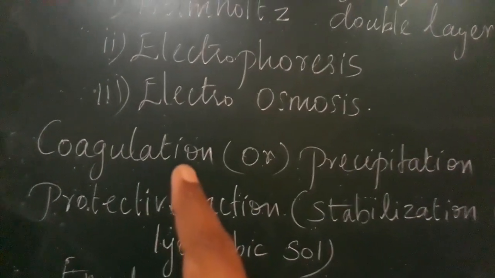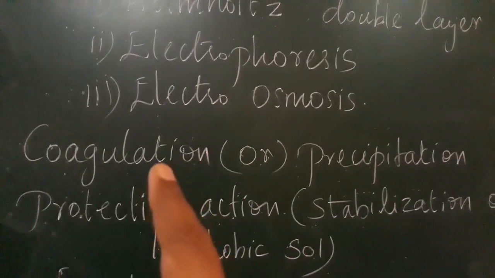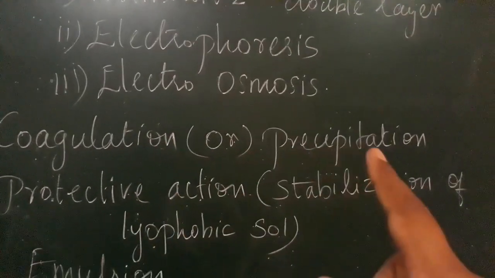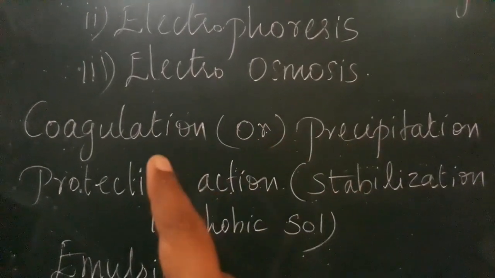We know the stability of colloid very well. Because of some electrolyte, the colloid settles, that is, it precipitates. That is called the coagulation process.